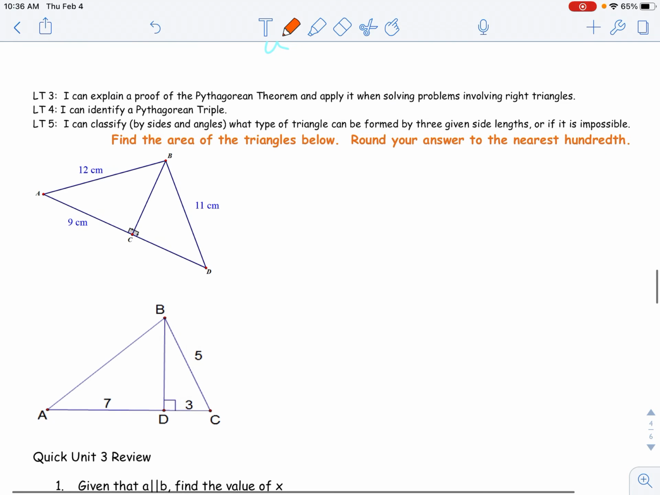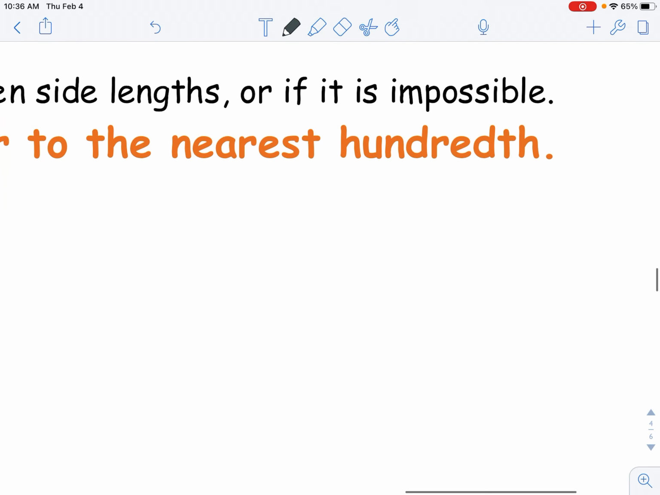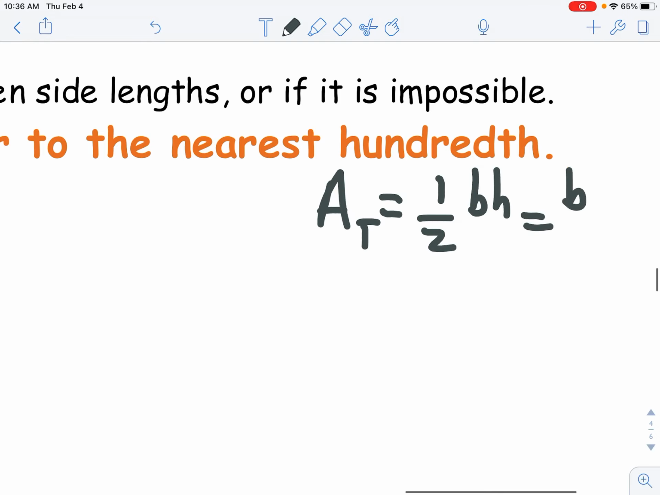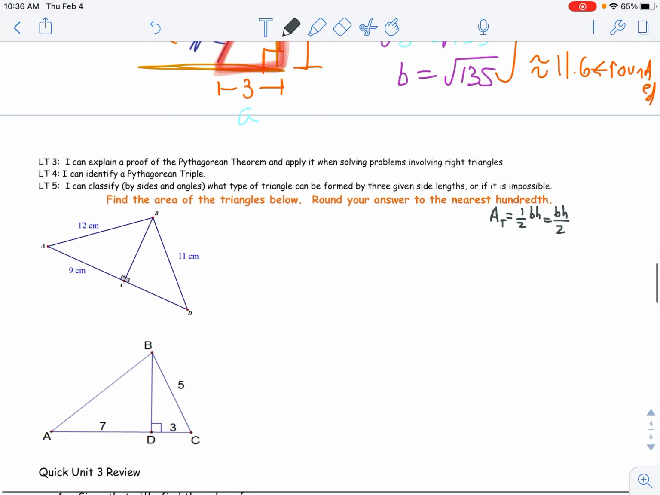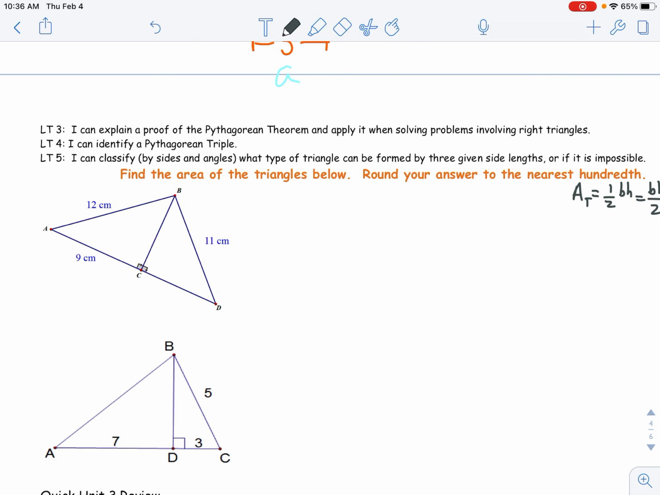All right, so now we're going to find the area of the triangle below, round your answer to the nearest hundredth. So before we even start, let's review what's the area of a triangle. Area of a triangle is 1/2 base times height, or you might have seen it as base times height divided by 2. So the area of a triangle is half that of a quadrilateral.